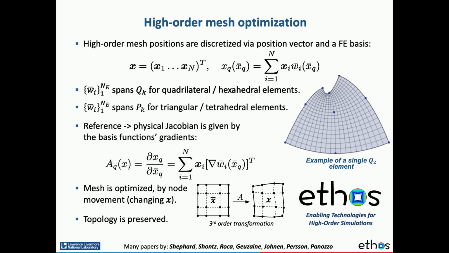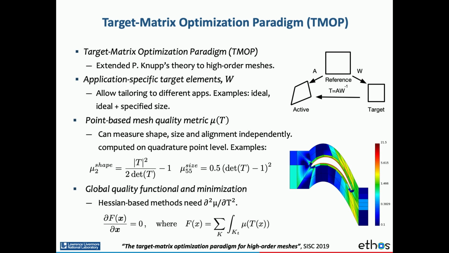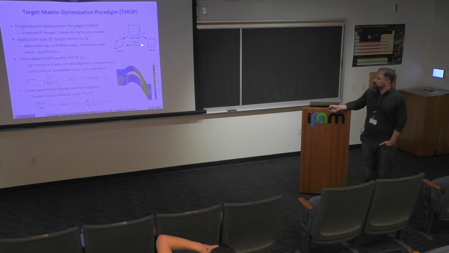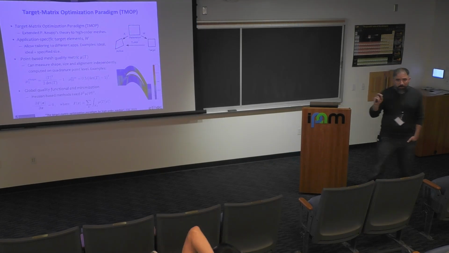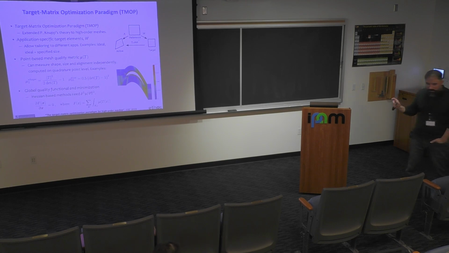There are many papers in this field, and Mark Shephard's group, Suzanne Shontz, and folks in Europe, and this is our approach. It's an extension of what's called the target matrix optimization paradigm, where at each point you have a function mu, a pointwise function that tells you what you consider good quality, what is the measure of quality in terms of the Jacobian T. It's not a direct Jacobian from the reference to the active element. It goes for this target element, and this target element allows you to be very precise.